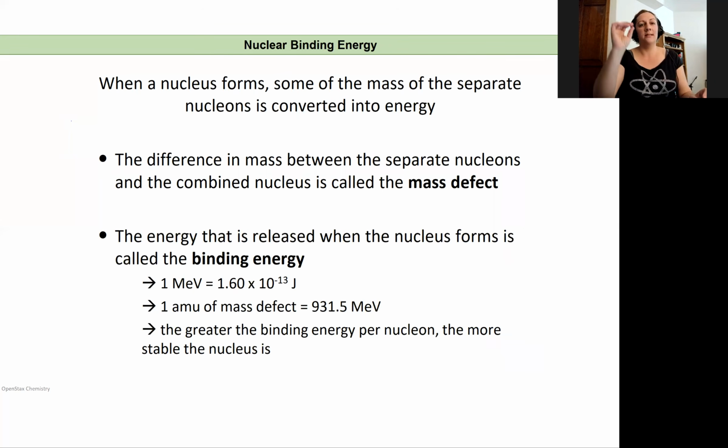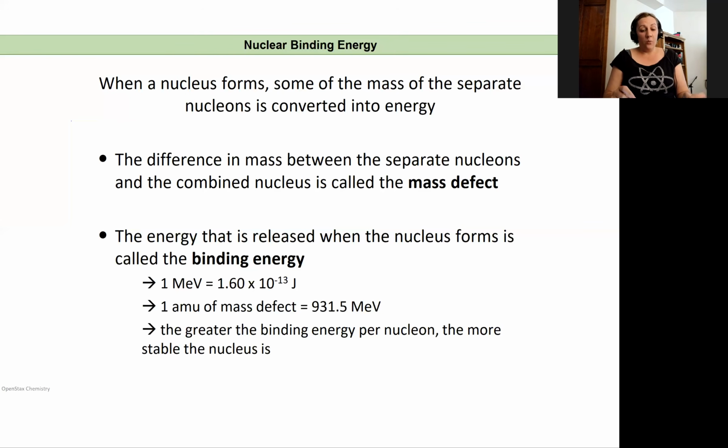So some of the mass of these separate nucleons, the protons and neutrons, coming together is converted into energy as the nucleus forms. That difference is just the mass difference between the mass of the nucleus and the mass of all the separate particles that make up that nucleus summed up together. We call that the mass defect. It's a result of the stabilization of those particles by forming the nucleus through the strong force.